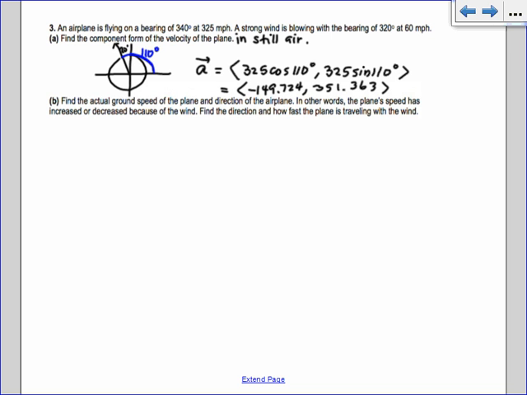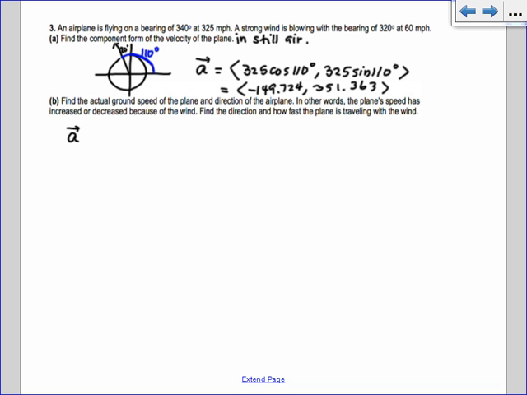Okay, but B says find the actual ground speed of the plane in the direction of the airplane. So in other words, the plane speed is increased or decreased because of the wind. So we call this the ground speed. Find the direction and how fast the plane is traveling with the wind. Okay, so the wind is pushing it, and it's making it go either faster or slower. So in this case, I think it's making it go a little bit faster. So we want to find how fast the plane is traveling with the wind.